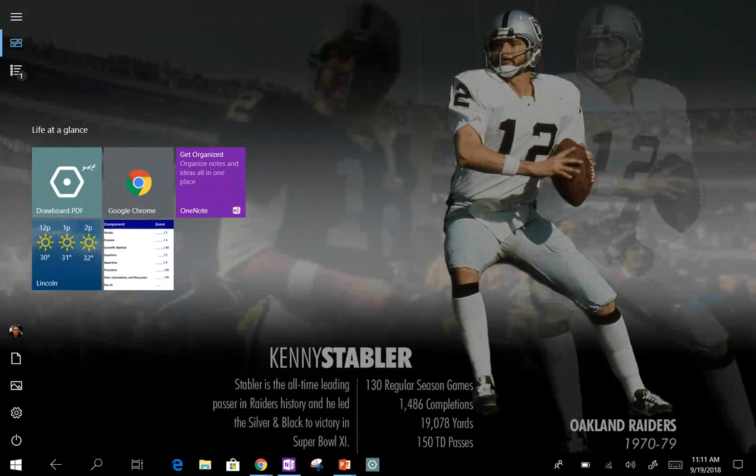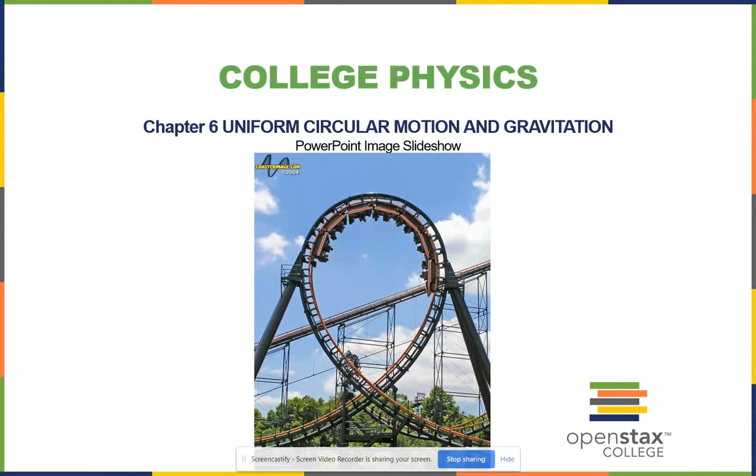All right. We're going to talk about... not about the roller coaster problem at all today. I should have changed that picture. We're going to talk about universal gravitation.